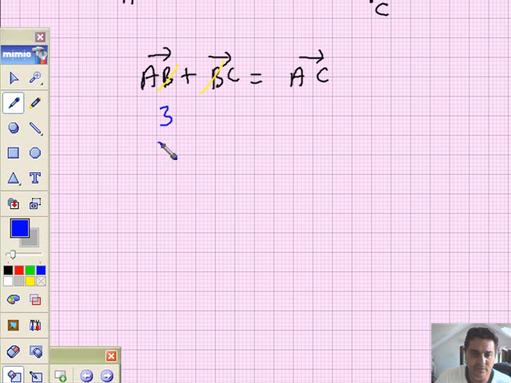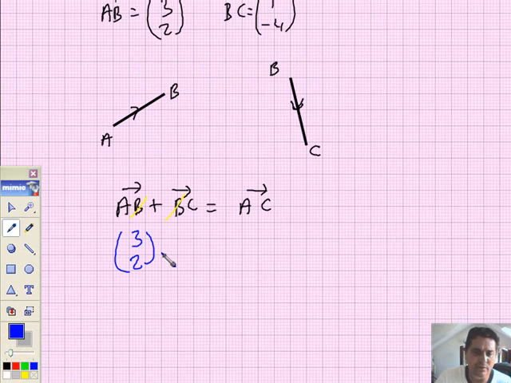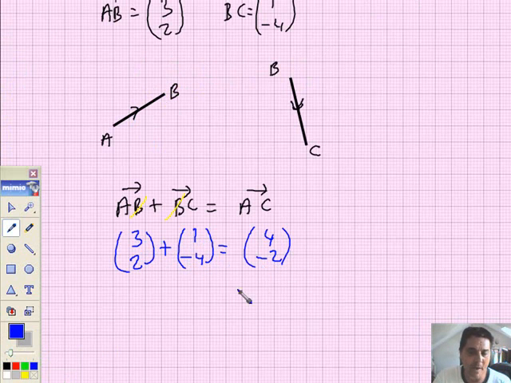Right, I've got 3, 2. So I'm going 3 across and 2 up. And I'm adding on a journey 1 across to the right and 4 down. Let's see where we end up. Well, 3 plus 1, the net effect is 4 across to the right. And 2 plus minus 4 is the net effect of 2 down, or minus 2.